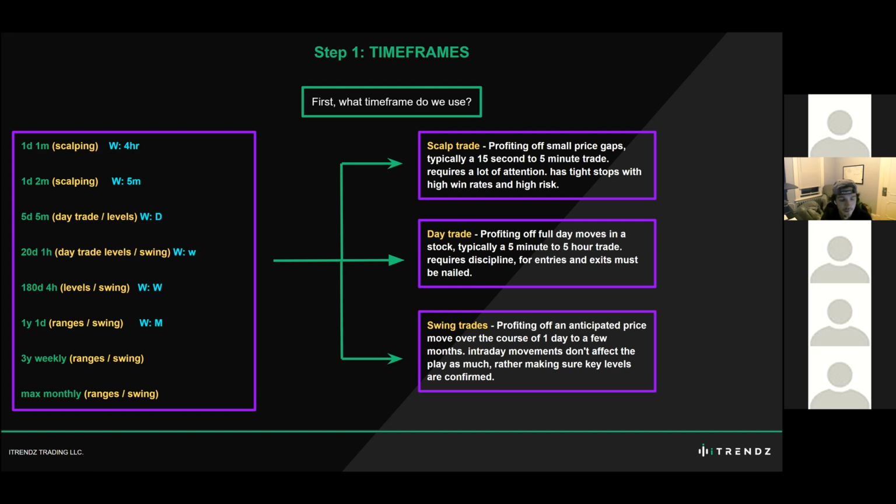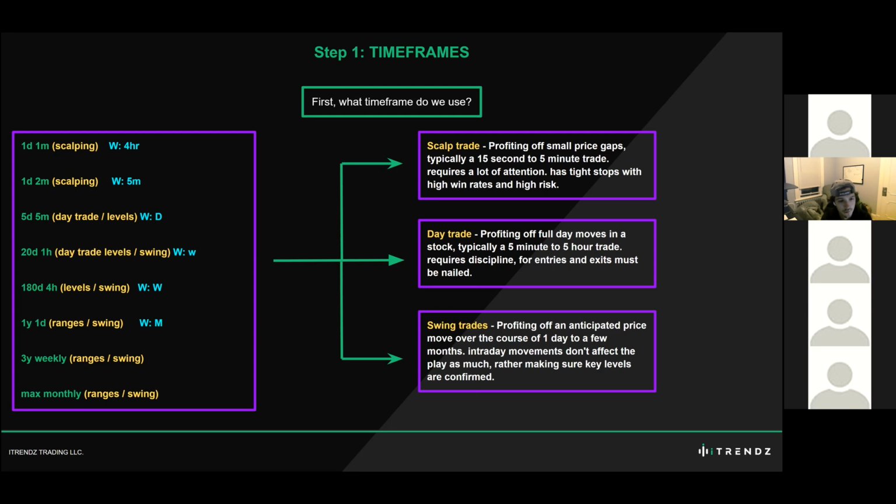And then when you're looking at levels, on Webull we go all the way out to the monthly, not really the yearly because it's not consistent right now. But if you're on TOS, you'd be looking at the 180 day, 4 hour, and then the 1 year, 1 day as well. And if you're looking at big ranges, you can look at your 3 year or your max monthly. Those help significantly on TOS as well.